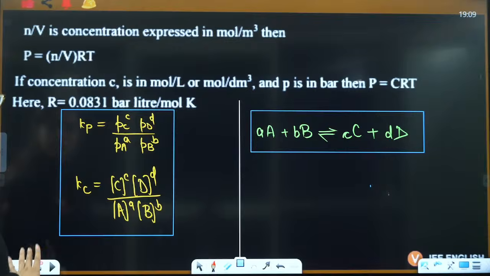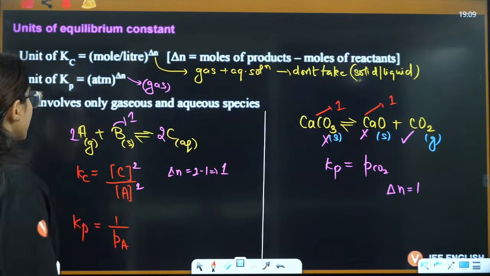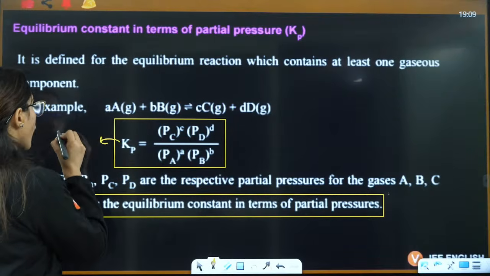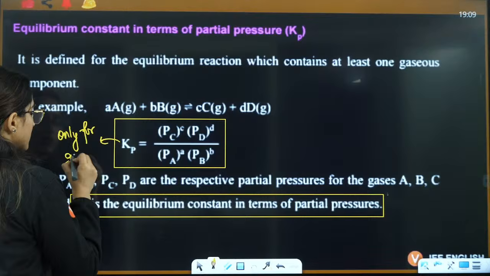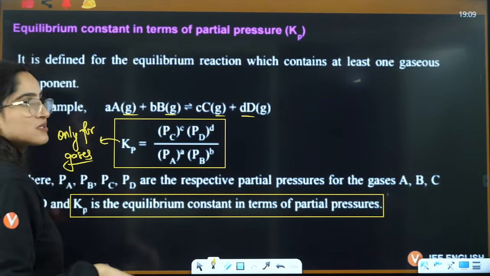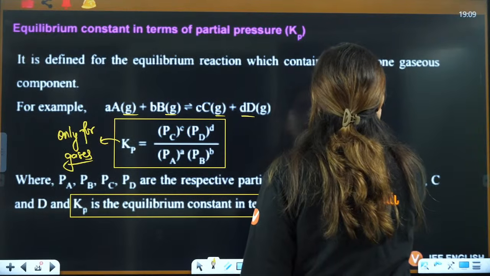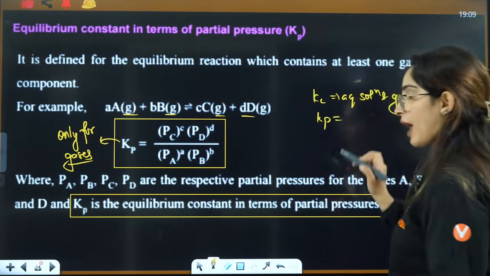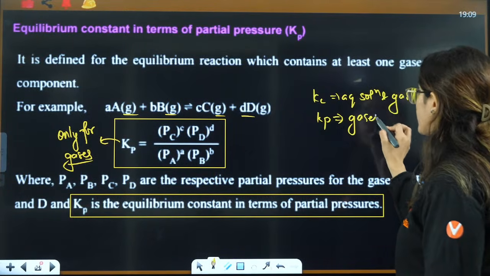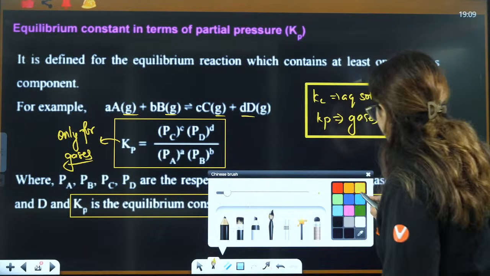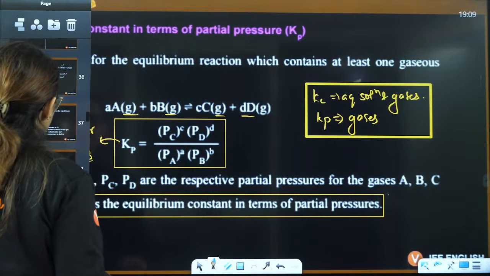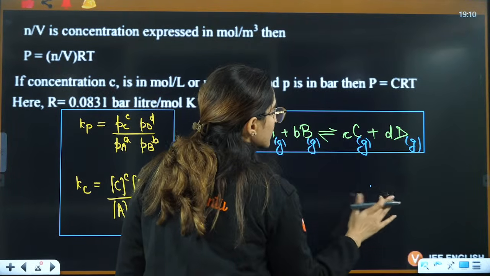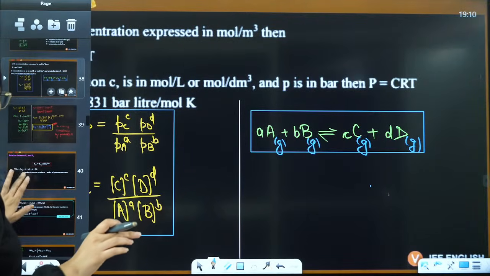Now if you ask, ma'am, why have you written gaseous? Kp is only applicable for gases. Here all of them should be gases. Kc is applicable for aqueous solutions and gases. Concentration you can find for aqueous solutions as well as gases, but Kp only for gases. That is why, in this equation, these all are gases.